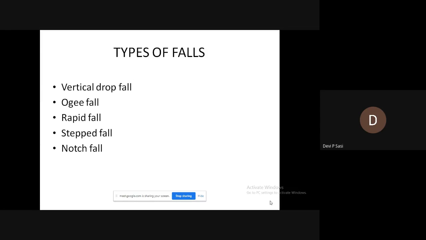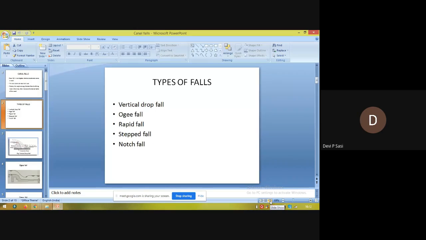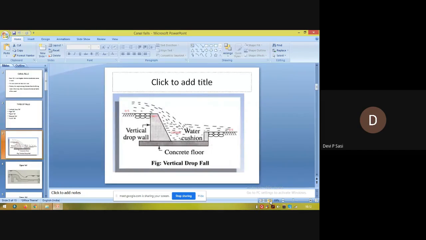Types of fault: the first one is vertical drop fault, second is ogee fault, third is rapid fault, fourth is stepped fault, and the fifth one is notch fault. We can see the first one is vertical drop fault.